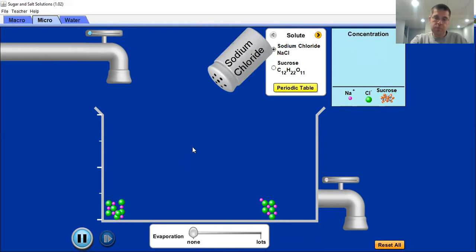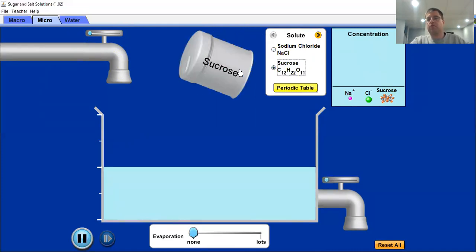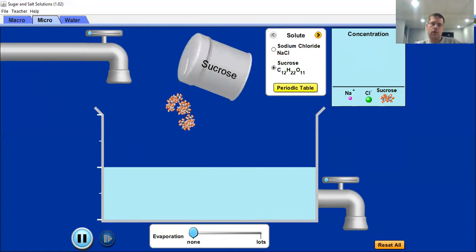Okay, so I'm going to reset this. Now let's put sugar in here. Now sugar is a covalent compound. Now covalent compounds, their bonds are stronger. They have to share. They're not going to rip those bonds apart. They're not going to dissociate. But sugar, I will tell you, is polar. So it can dissolve in water, but it doesn't dissociate. So now watch this. Oh my Lord.